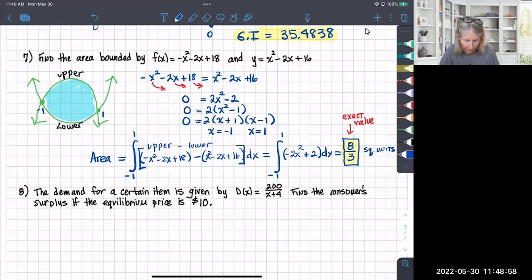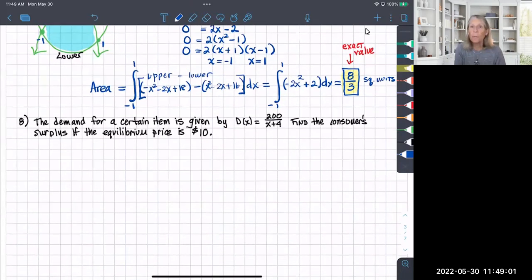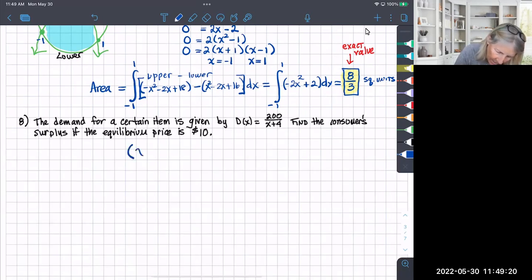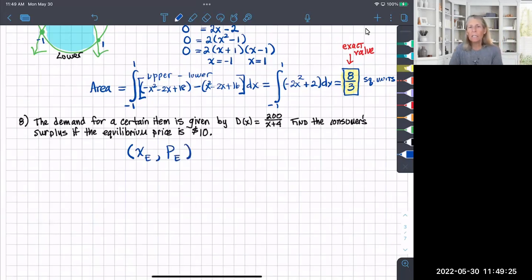And so here's another example of using areas: finding a consumer surplus or producer surplus. I just chose one of them. Here we're given that the demand for a certain item is given by this D of X. Find the consumer surplus if the equilibrium price is $10. Remember, our equilibrium point is always some X value at equilibrium and then some price at equilibrium, right? An X and a Y. They're giving me the Y value. They're telling me that the price at equilibrium is 10, and I'm going to have to find the X value, or the quantity at equilibrium.